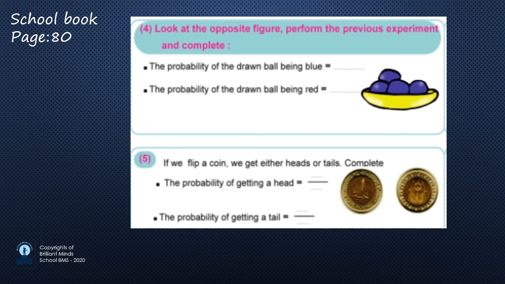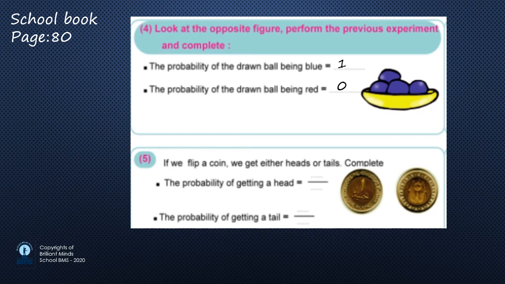How many in the numerator? How many blue balls? 4. So it will be 4 over 4. From the fraction, this is a whole 1. So this will be 1. Okay? What's the probability of the drawn ball being red? Do we have any red ball here? No. So this is impossible. So it will be 0.